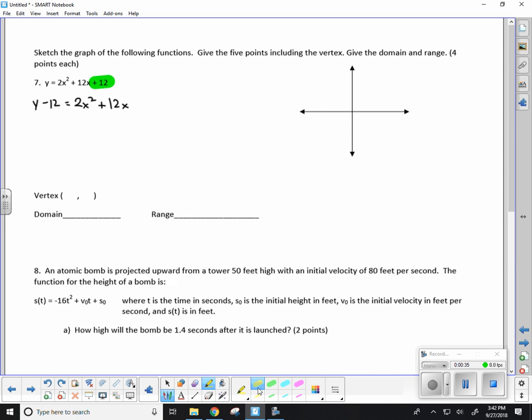The next thing we want to do is factor out this 2 from our x terms. So we'll get y minus 12 equals 2 times x squared plus now 6x. Now we're at the crucial point where we actually complete the square. So far we just rearranged everything. Now we're going to actually make both sides bigger by adding something.